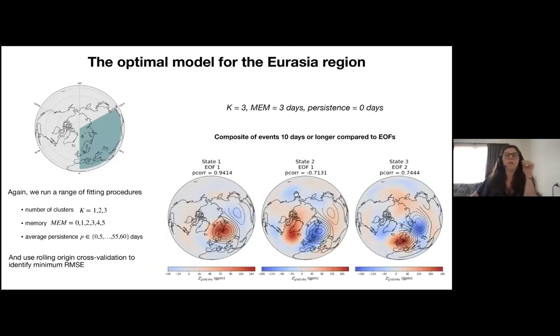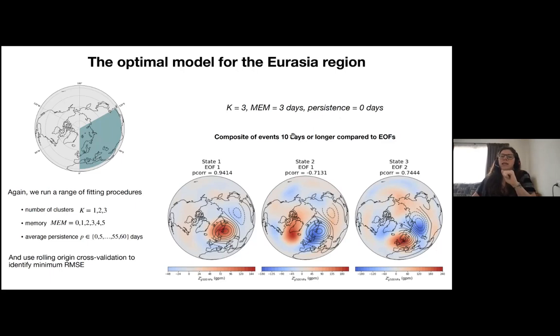So we looked at this in the context of this Eurasia region that I brought up before. So weather forecasting over Western and Central Europe, and then continental, and then over into Asia. We did the same thing, ran these fitting procedures and found the optimal state. And this came in this region to be 3 cluster states, again, 3 days memory and a persistence of 0 days.